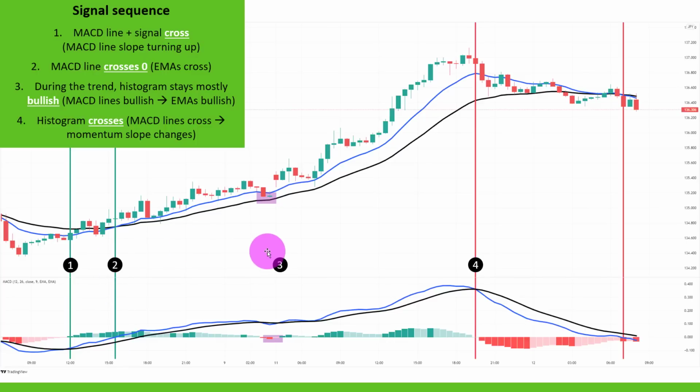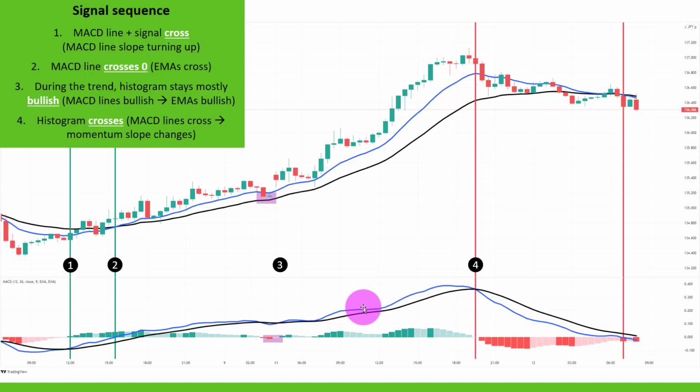And that is how you could use it. Point 3 shows you that during the trend, the histogram stays mostly bullish, so mostly green. However, during consolidations that maybe take a little bit longer or go a little bit deeper, there can be short-term changes in the histogram as well. So that is quite common. It's not always going to be all the way green during a trending market on the histogram. It depends a lot on the strength and the duration of your consolidations.